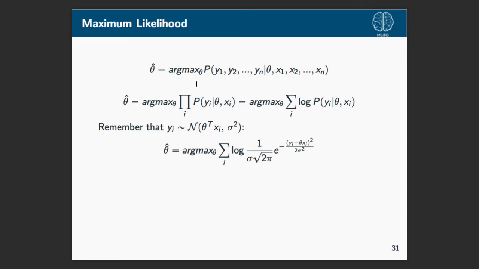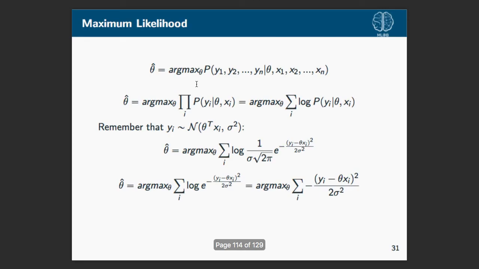We want to optimize over theta, so none of this stuff contains theta. None of this contains theta. Only this contains theta. So what this turns into is we can remove all of this. We just get this. What's log e to the something? It's just this. And all of this doesn't depend on theta, so we can just drop that away. And then we have argmax of a negative thing, so we get argmin of this.